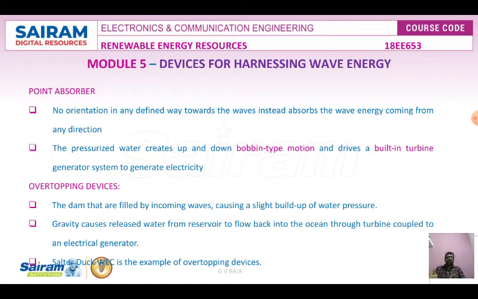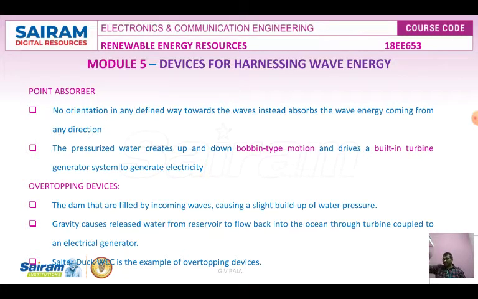So gravity causes released water from the reservoir to flow back to the ocean through the turbine coupled to the electrical generator, like the tidal wave. When high tide comes, in the sense the water is moving. Instead of that, here the water is not moving, the air is moving to the other side of the basin.